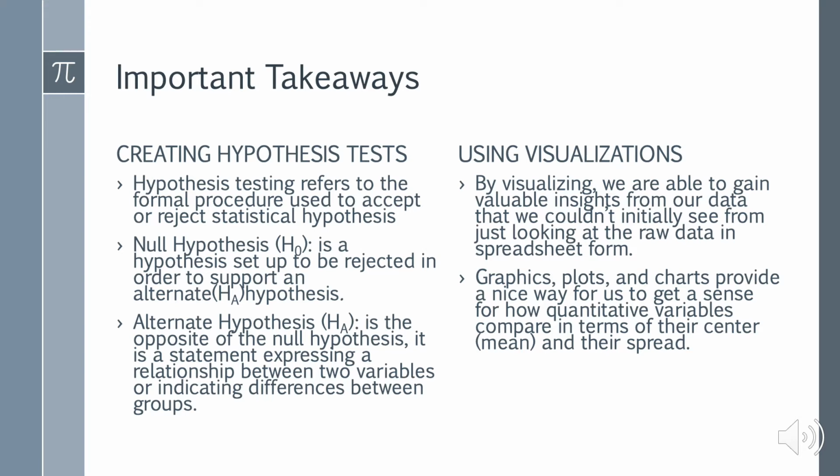Takeaway: creating hypothesis tests. Hypothesis testing refers to the formal procedure used to accept or reject statistical hypotheses. A null hypothesis is a hypothesis set up to be rejected in order to support an alternate hypothesis. The alternate hypothesis is the opposite of the null hypothesis. It is a statement expressing a relationship between two variables or indicating differences between groups.